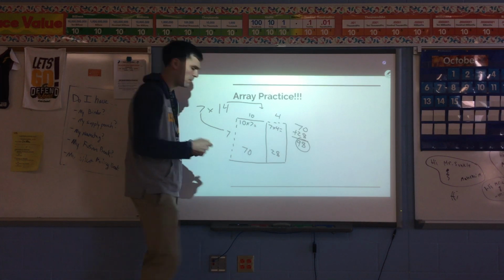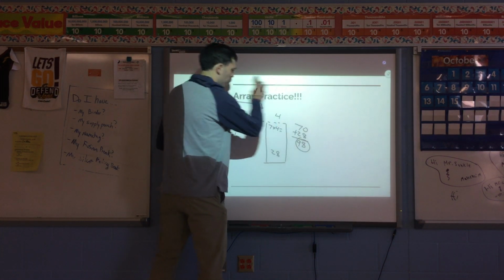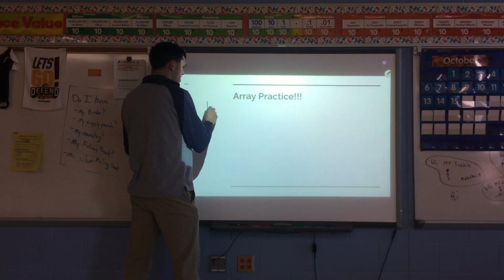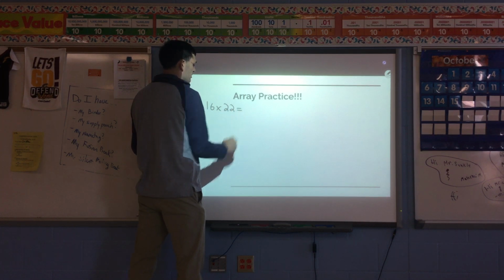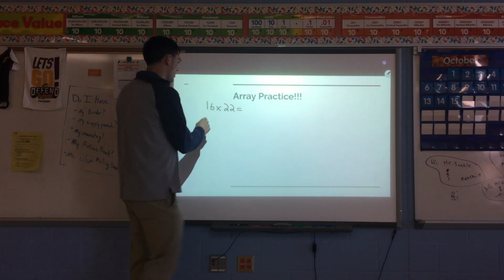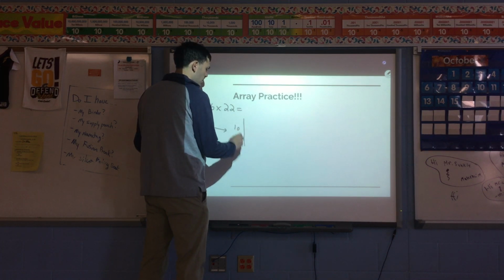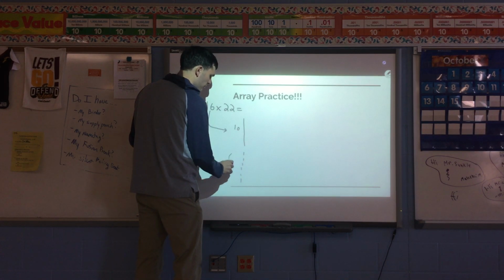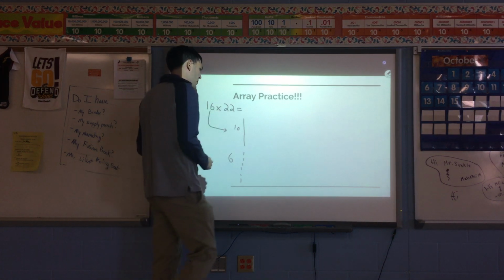Now let's show you a double digit by double digit number problem. So we're going to do 16 times 22 equals. And we're going to start with this 16. We're going to put it on the side. I'm going to represent that with a 10 and a 6. Once again, I'm splitting that by place value. So 10 and 6. We're going to do the same thing for the 22.